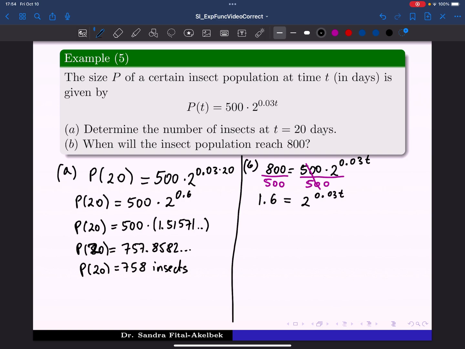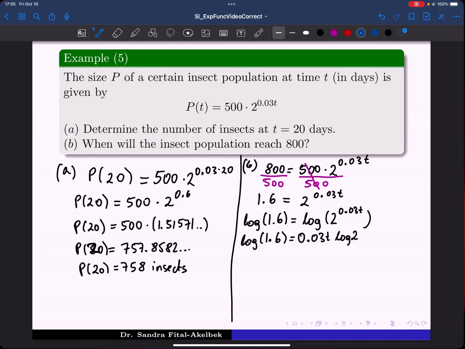In order to bring this exponent down, we take the log of both sides. So we have log of 1.6 is equal to log of 2 to the power 0.03t. And then by the properties of logs, this exponent can go in front. So we have that log 1.6 is equal to 0.03t log 2, and then we can divide both sides by log 2.